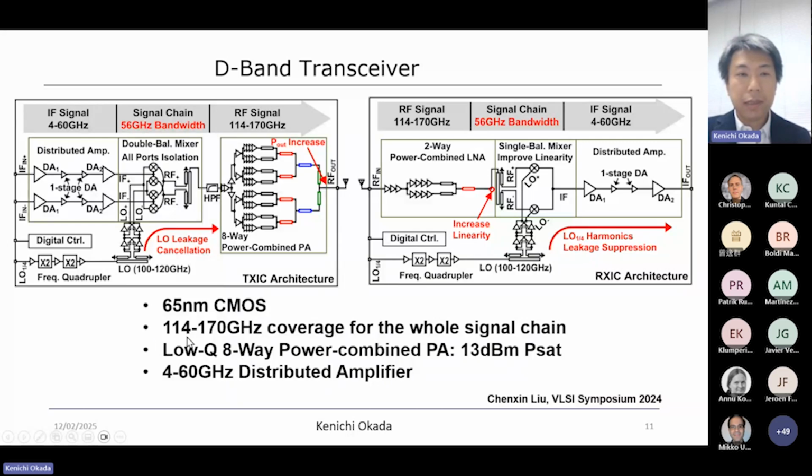And in this case, this design can cover 114 to 170 gigahertz. Actually, very wide frequency boundaries can be maintained by using this CMOS technology transceiver. And the baseband, the mixer, and the RF chain can support this wide frequency range, even supporting the phased array. For our next design, that is further supported by the phased array.